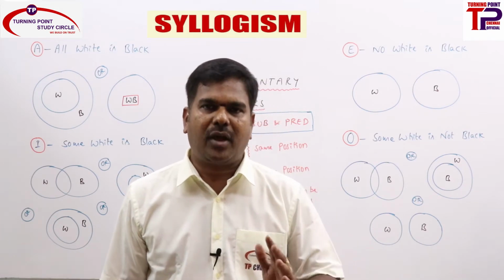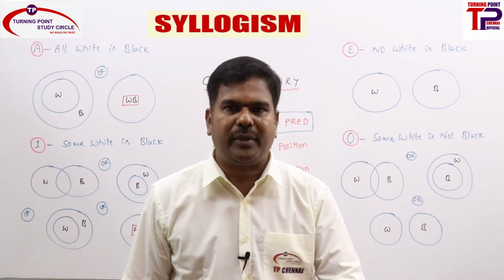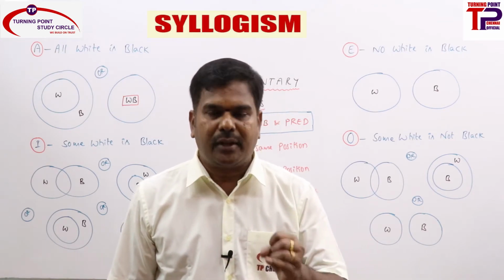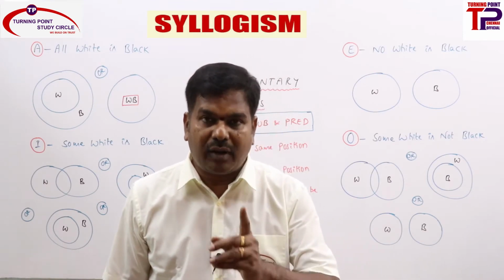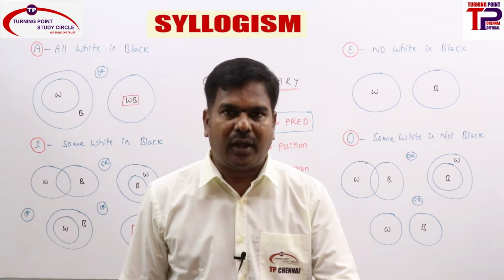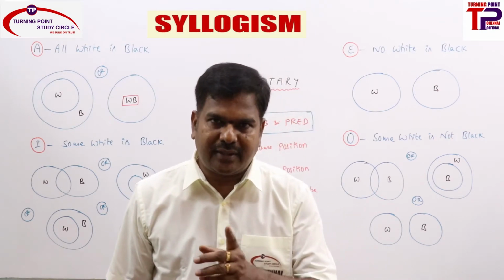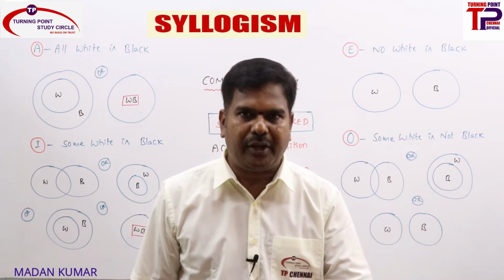What is the meaning of complementary pair? Complementary pair means between these 2 statements, one statement must be true. That means one is false, one is true. So if one is false, the other one must be true. If the other one is false, the first one must be true. Are you getting? If the first one is false, the second one must be true. If the second statement is false, the first statement must be true.